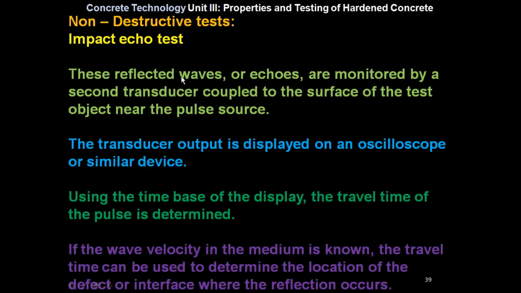These reflected waves or echoes are monitored by a second transducer coupled to the surface of the test object near the pulse source. The transducer's output is displayed on an oscilloscope or similar device. Using the time base of the display, the travel time of the pulse is determined. If the wave velocity in the medium is known, the travel time can be used to determine the location of the defect or interface where the reflection occurs.